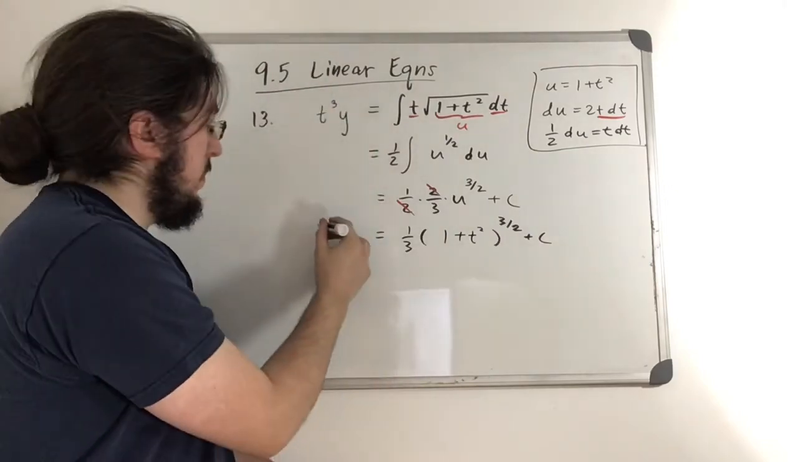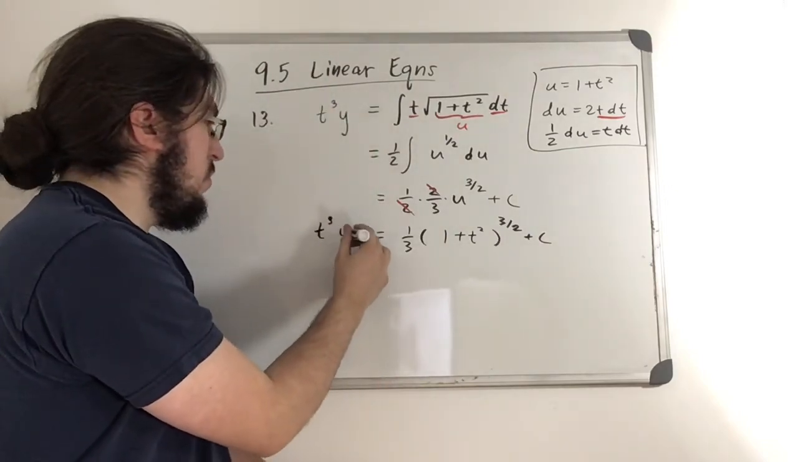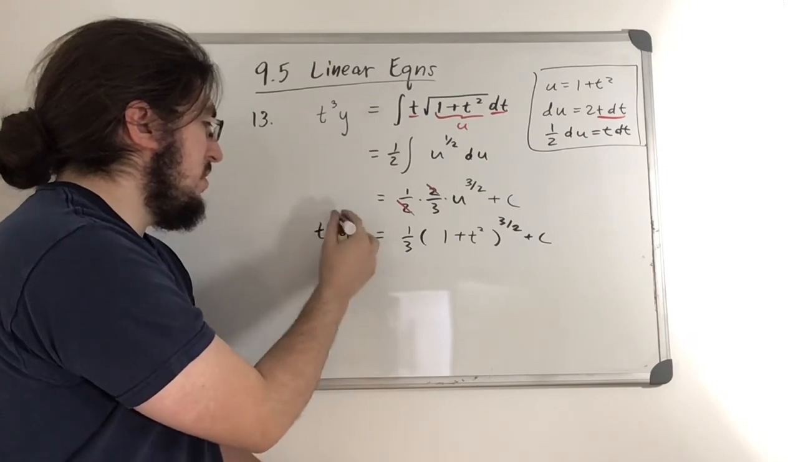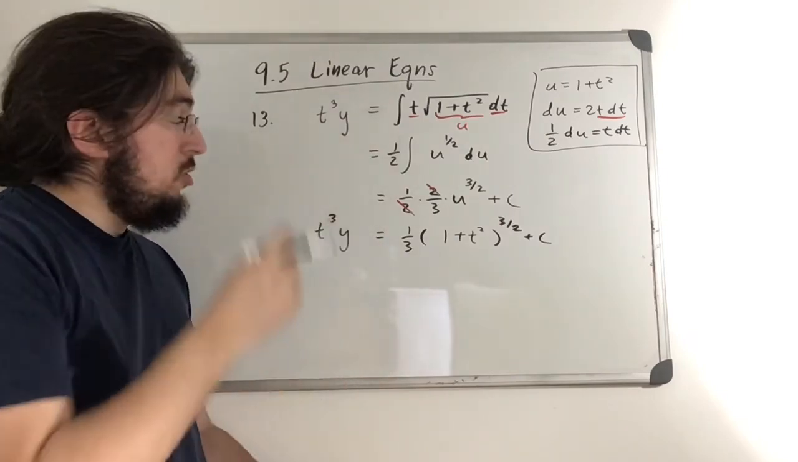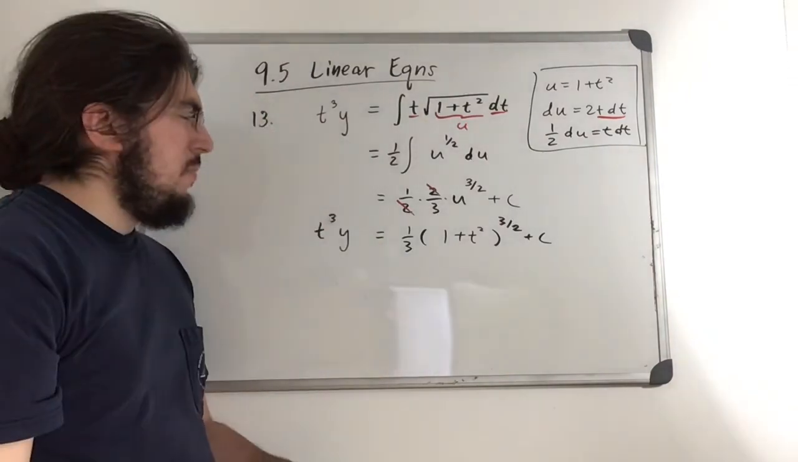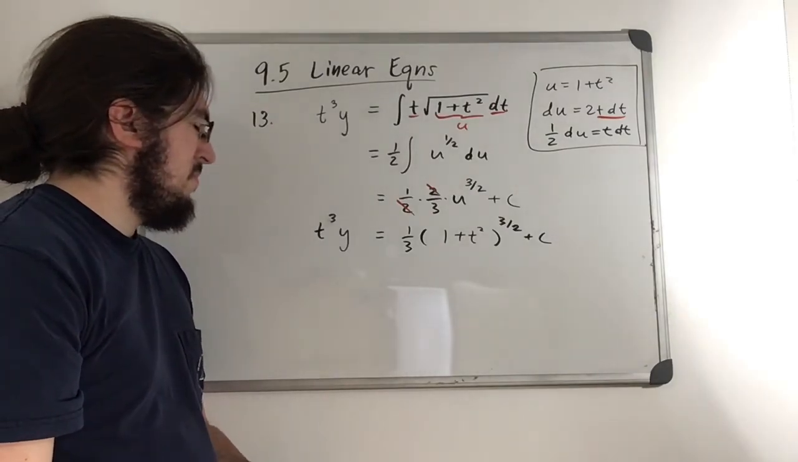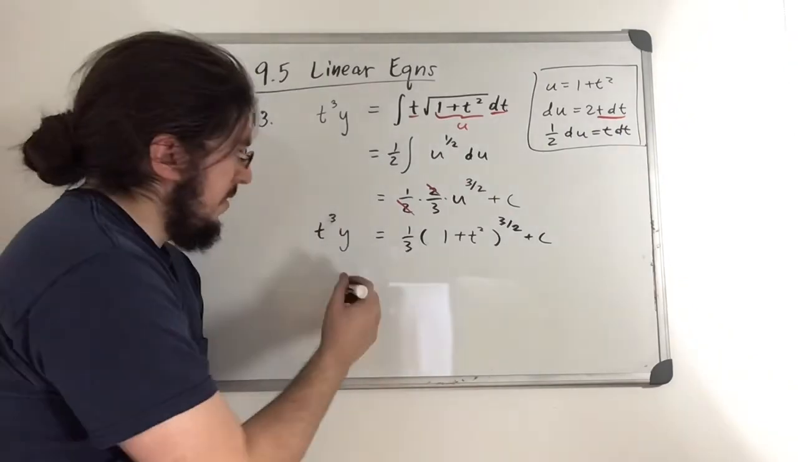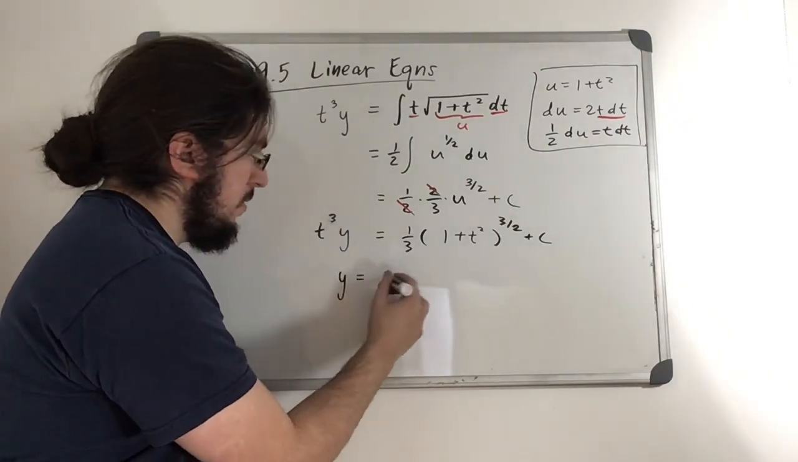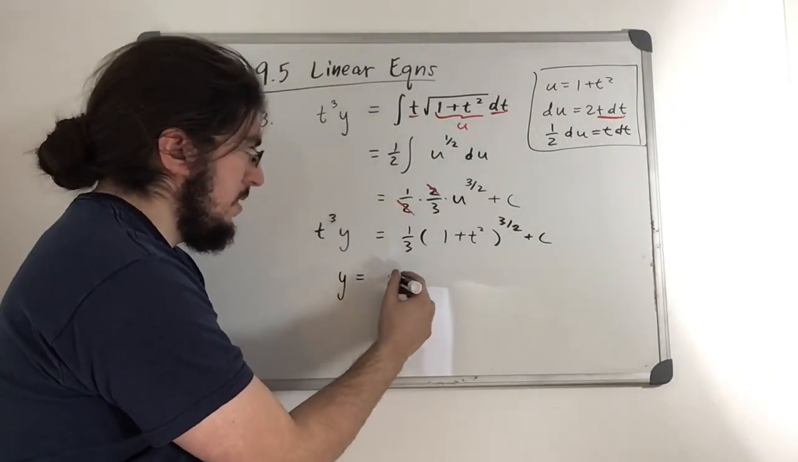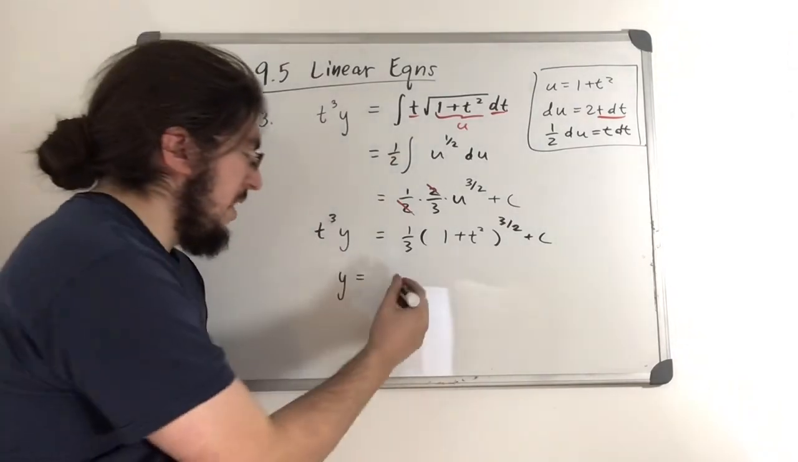And on the left, we still have t cubed y. So all we have to do now is divide both sides by t cubed, and I think that'll be all. It just looks a little funny. It looks really weird, but that's fine, I guess. So if you divide both sides by t cubed, you get the following. I guess we could write it as one fraction.